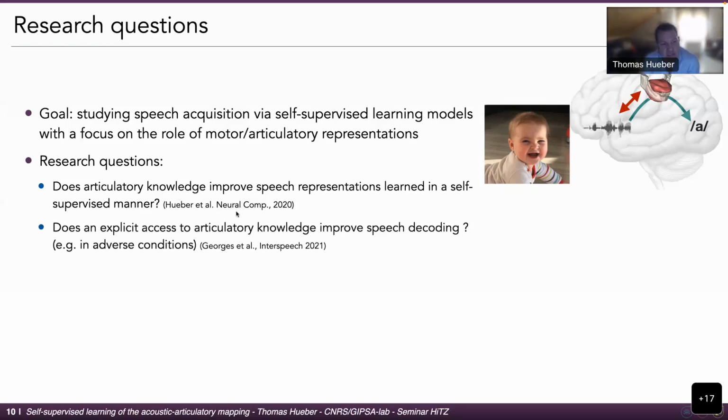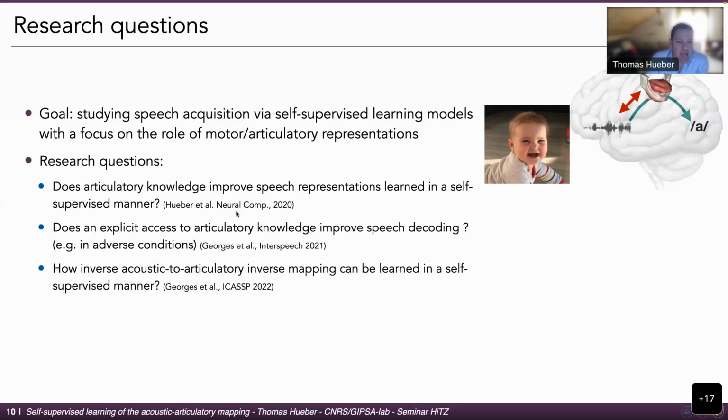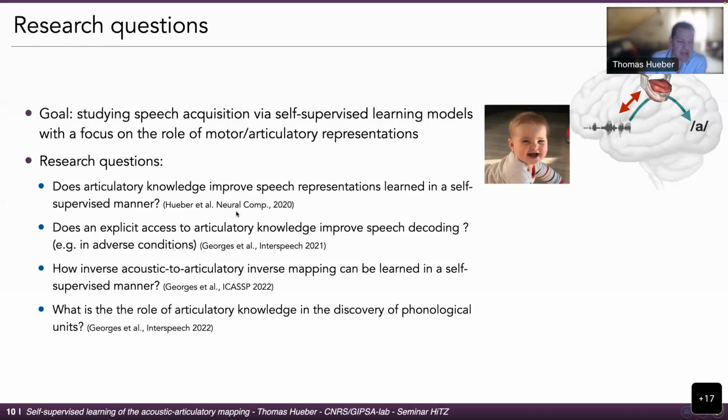Then the second question is: does explicit access to articulatory knowledge improve speech decoding, especially in adverse conditions? We know that for humans, can we mimic that for, let's say, AI in short? Third: how can the inverse acoustic to articulatory mapping be learned in a self-supervised manner? This is a crucial question that my daughter has to face. And I won't have the time to discuss it, but we are also interested in the role of articulatory knowledge in the discovery of phonological units. We have recently published a paper on that, but I won't have the time to discuss it.